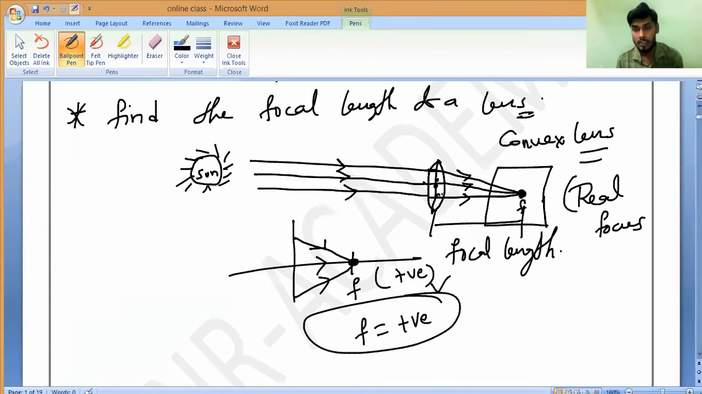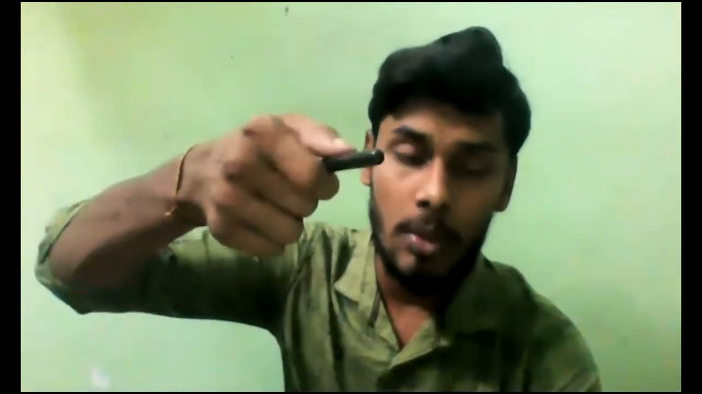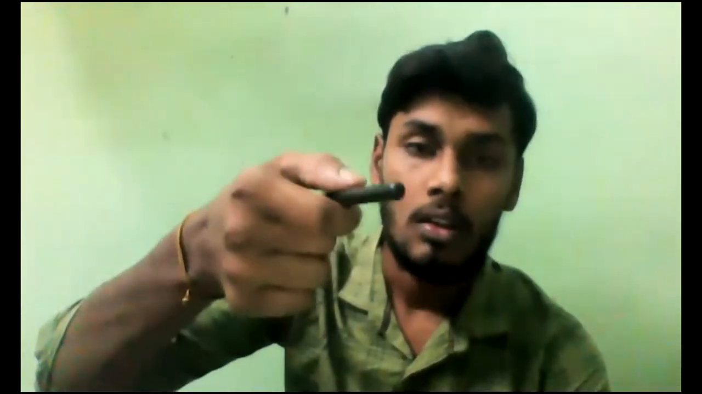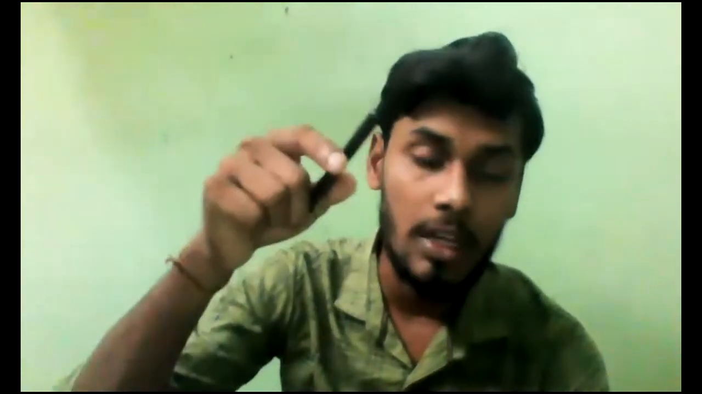If you are trying to adjust the lens like this, suppose let us imagine this is my paper and I want to burn it. I will keep the magnifying glass like this when the sunlight is falling. Wherever I observe the sharp image of the sun, at that position I will fix my lens. From there I will measure the distance from the image to the lens, and that is the focal length of the lens. Do you understand, all of you?